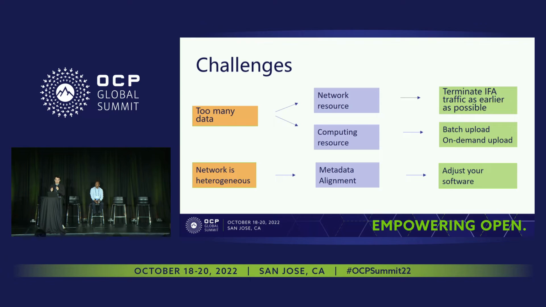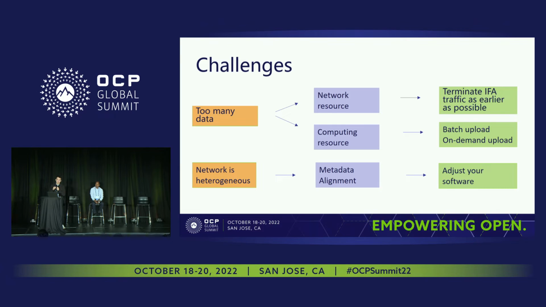Another problem is computing resources, because we need to process such a large amount of data. Because we are a cloud computing company, the computing resources are meant to be used by users. So what we did is two ways: one is batch upload, and another is on-demand upload. It means you can set a latency threshold, so we only report IFA messages if the latency exceeds the threshold.